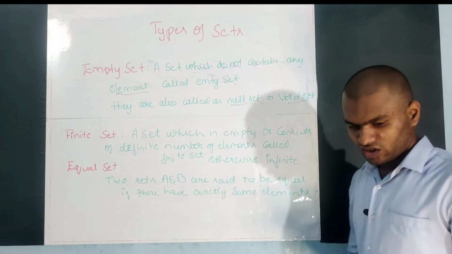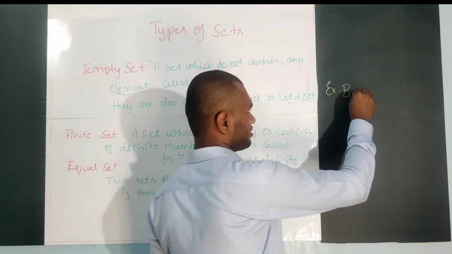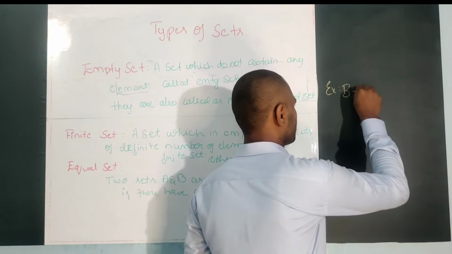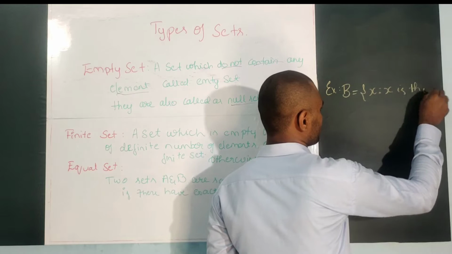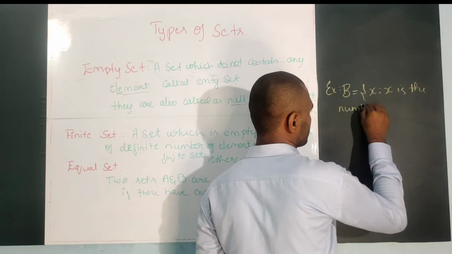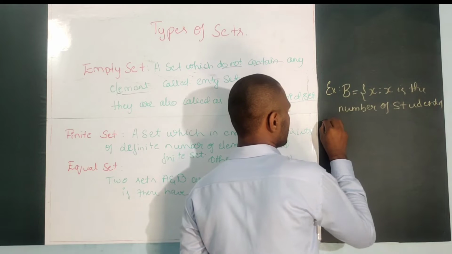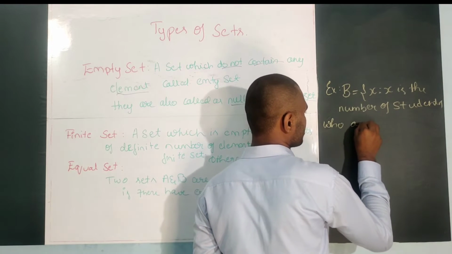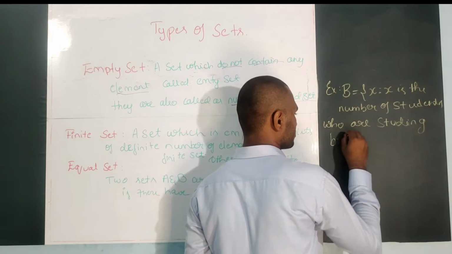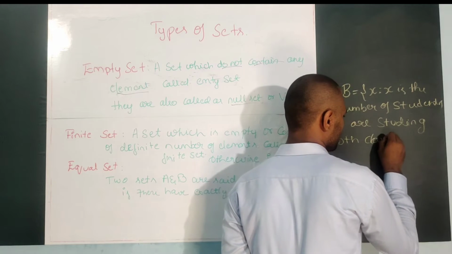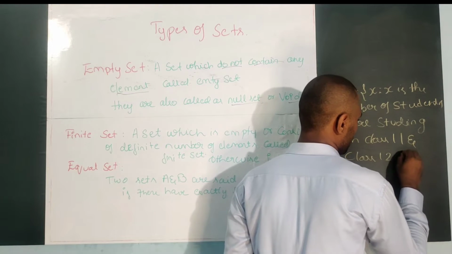So now, let us take an example. Let B be a set where X is the number of students who are studying both class 11 and class 12 at a time.